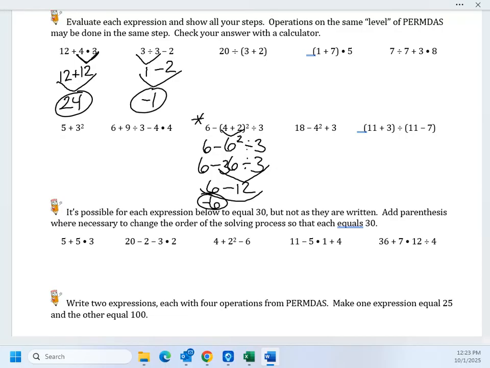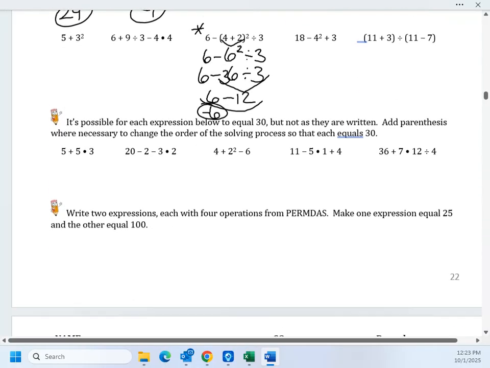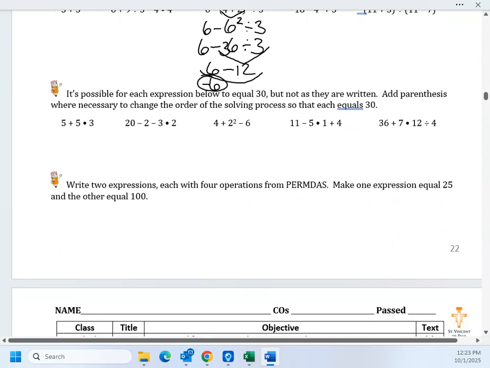All right. It's possible for each expression below to equal 30, but not as they are written. Add parentheses where necessary to change the order of the solving process so that each equals 30. So if we have 5 plus 5 times 3, where do you think I want to put the parentheses so it'll equal 30? Ellen? 5 plus 5.